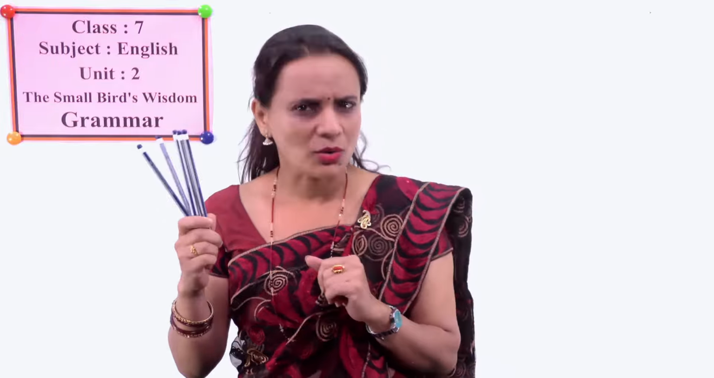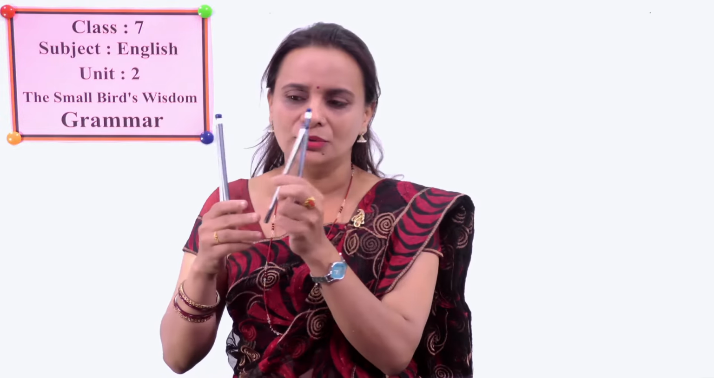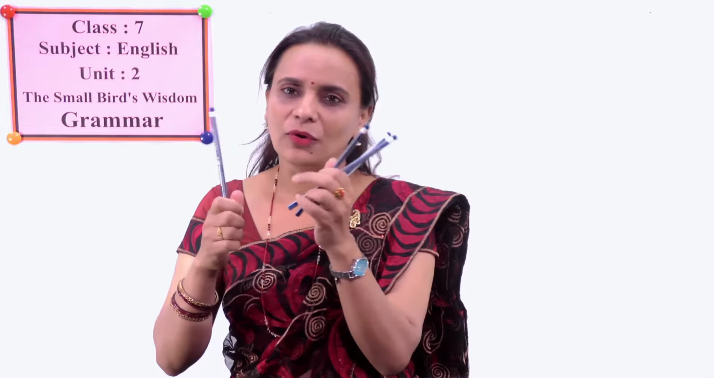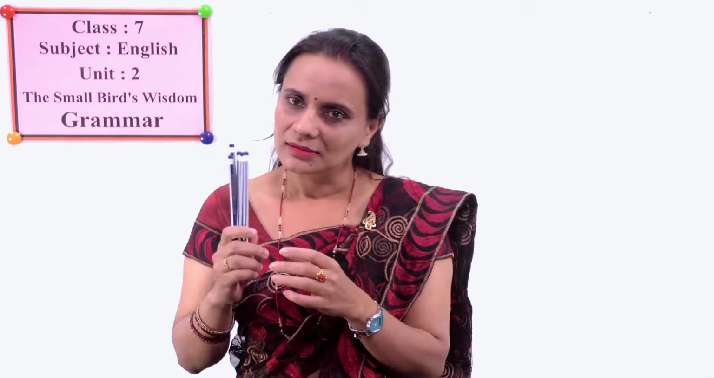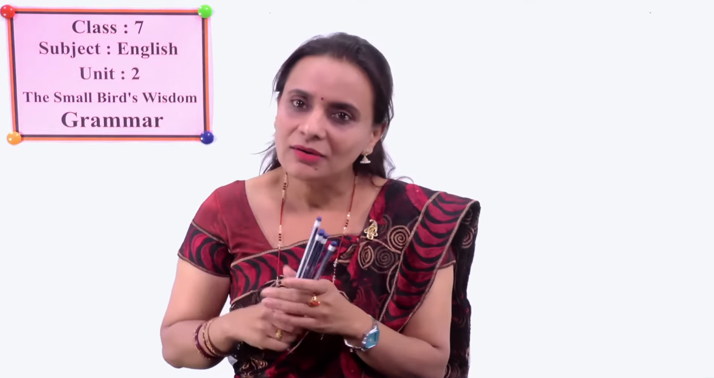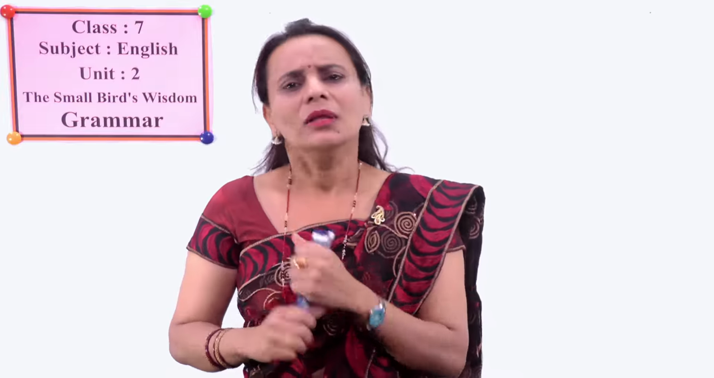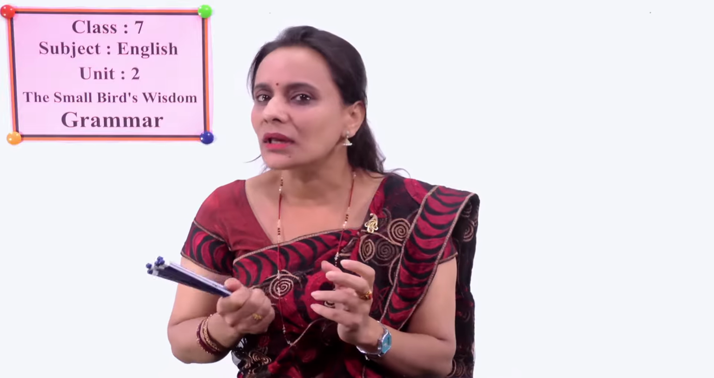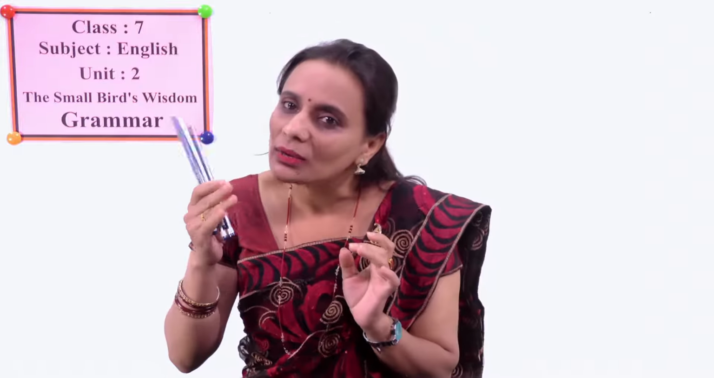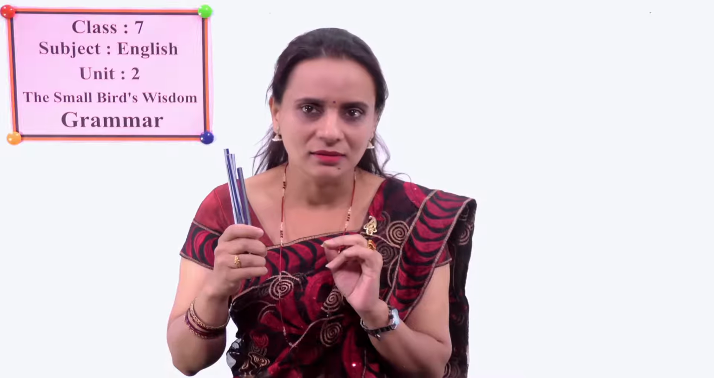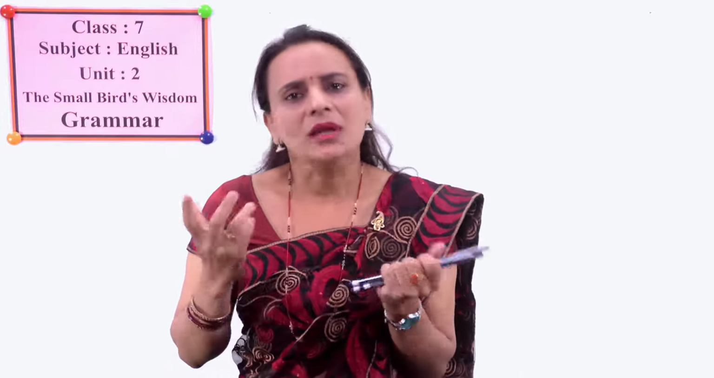Now, can you count these pencils? See here, 1, 2, 3, 4, 5. How many pencils are here? Here are 5 pencils, isn't it? Yes. So, the things that can be counted are called what? The things that can be counted, these pencils, are countable nouns, isn't it?